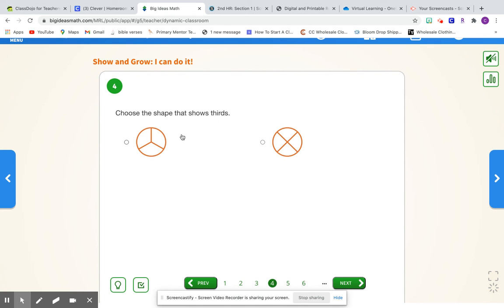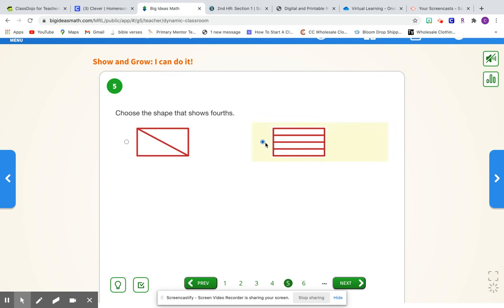Choose the shape that shows thirds. This one is 1, 2, 3, and this one is 1, 2, 3, 4. So we would go with that one. All right, the shape that shows fourths, that one is split in half, and this one is 1, 2, 3, 4.